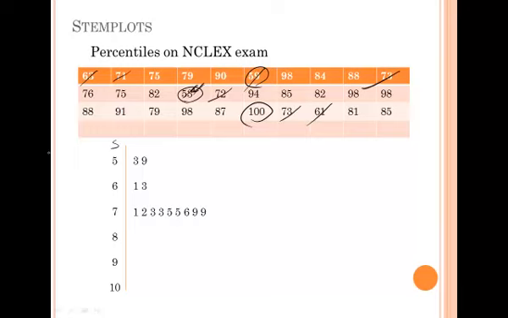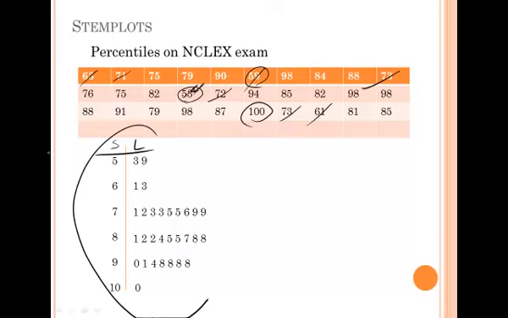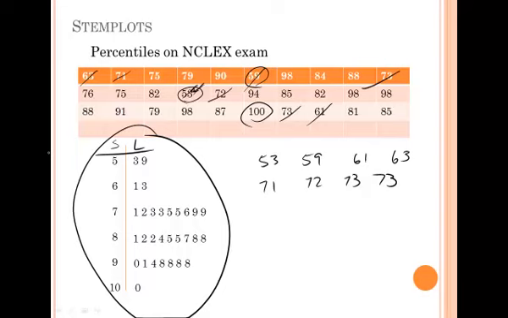So when we're all done, that's what the stem plot will look like. This is the stem and these are the leaves. If someone handed you a stem plot and said, what does the data look like, you could reverse engineer it and say, there must be a 53 in there, a 59, a 61, a 63, 71, 72, 73, 73. And you're actually writing this in order, which is nice because it enables you to find things like the median, right?